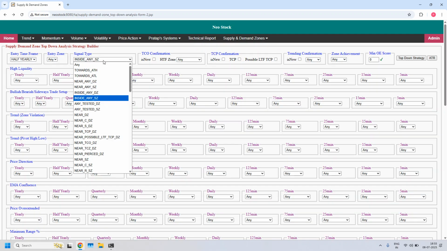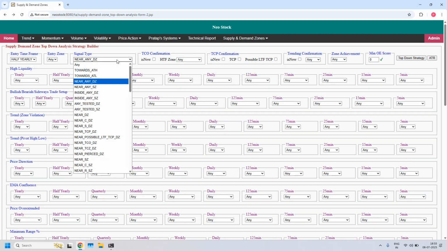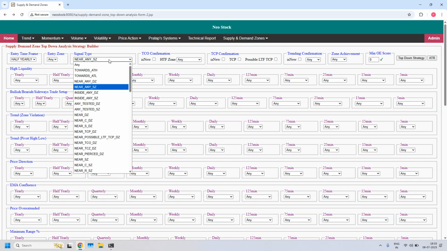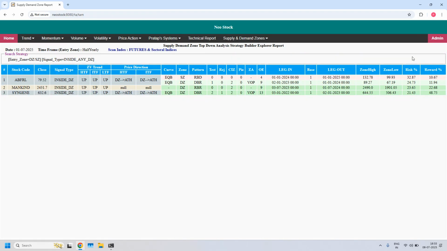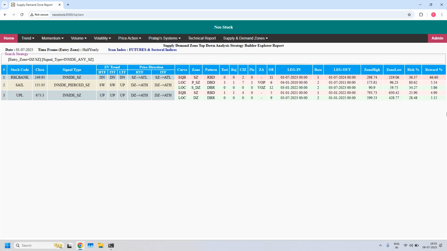Half yearly time frame. Stocks near half yearly demand zone. No stocks. Stocks near half yearly supply zone. No stocks. Price closed inside the half-yearly demand zone. 3 stocks are filtered. Next, price closed inside the half-yearly supply zone. We got 3 stocks.